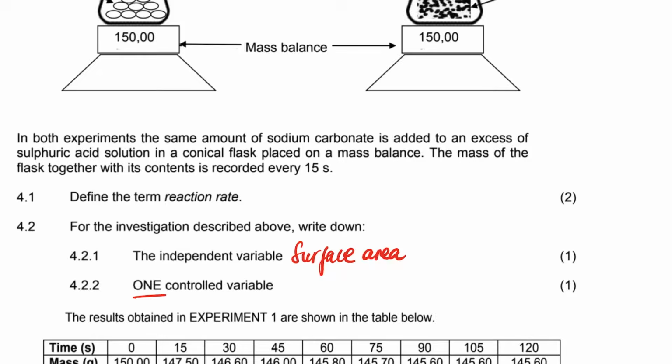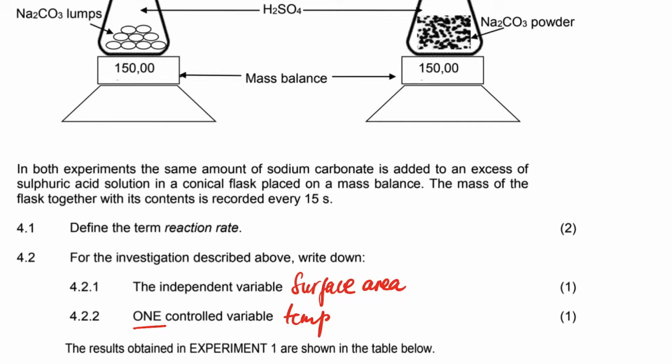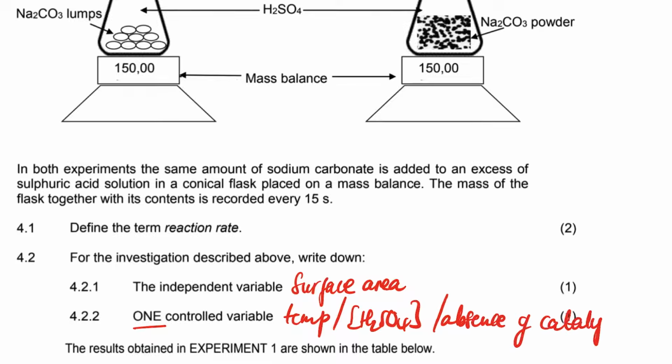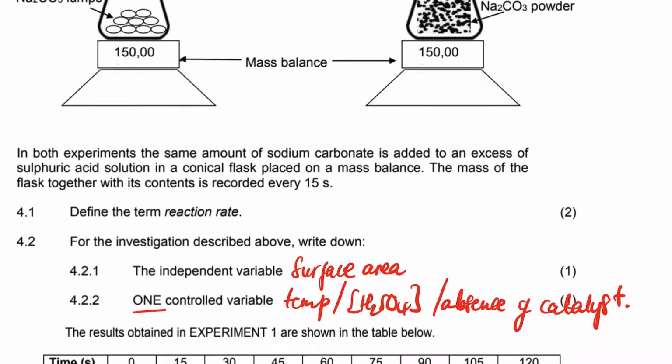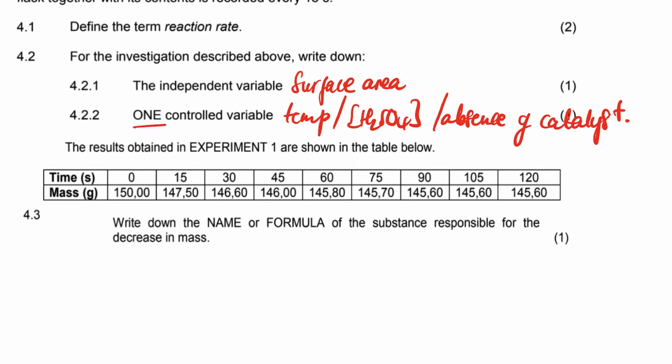And then one control variable. The control variable here, we can say it's the temperature, or we can say another one, the concentration of sulfuric acid, or you can say the absence of a catalyst. That's the control variable. Remember, a control variable is what has not been changed in both experiments; it is the same and remains constant.